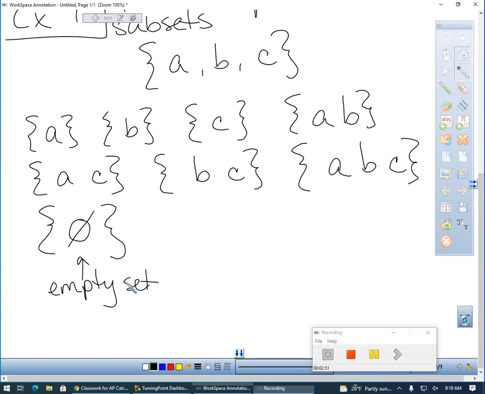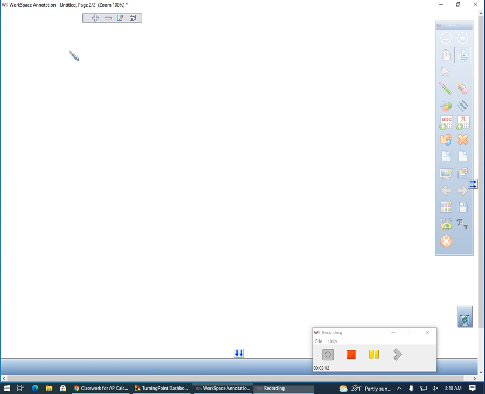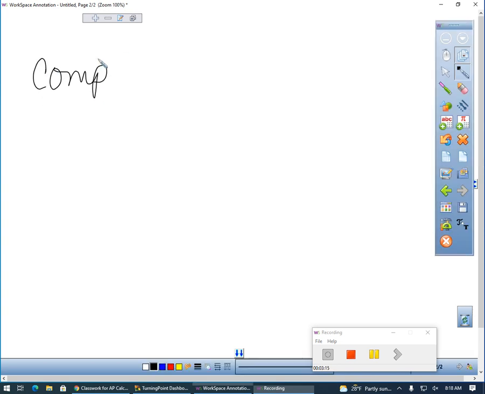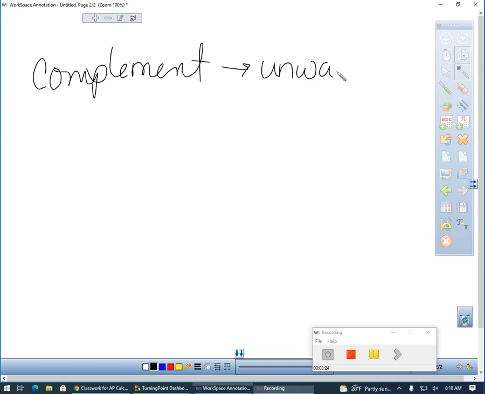Okay? Next vocabulary I want to talk about is, again, one of your vocabulary words. It was the complement. The complement of a set, though, is the unwanted items. And when we talk about the complement, the notation for it is always A prime. There's a little prime next to whatever we have.